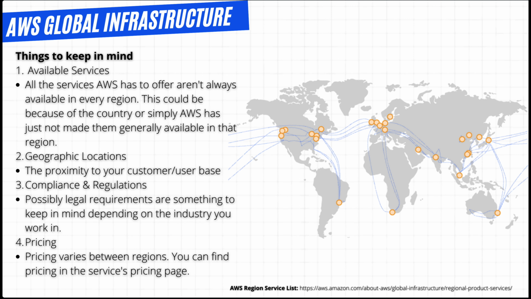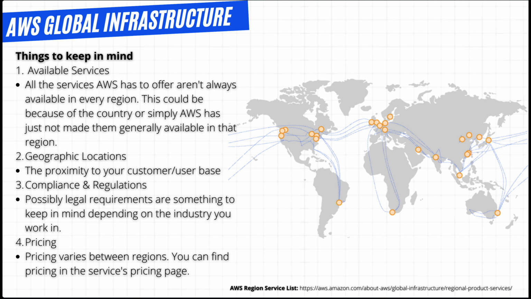Now, there are some things I want you to keep in mind when selecting which region you want to deploy your application or service. First, you will have to keep in mind that not all AWS services are available in each region. This could obviously affect how you choose your region if you're looking to leverage that specific AWS service. I left this link down here that we saw in an earlier video for you to explore which services are available in which region.